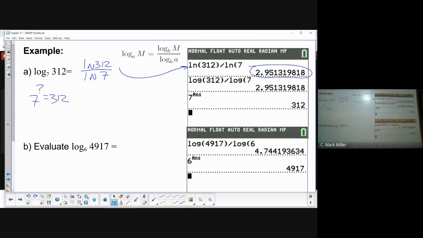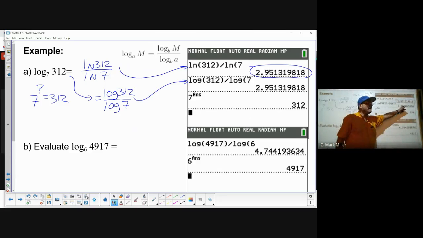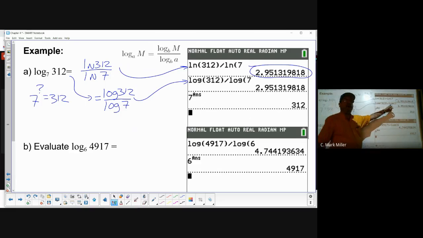That's using the natural log key. I could also use the common log key. This would also equal LOG of 312 divided by LOG of 7. And that is that answer, which unsurprisingly is the same. And to verify it, if you take 7 and raise it to this power, the answer power, it equals 312. Right?